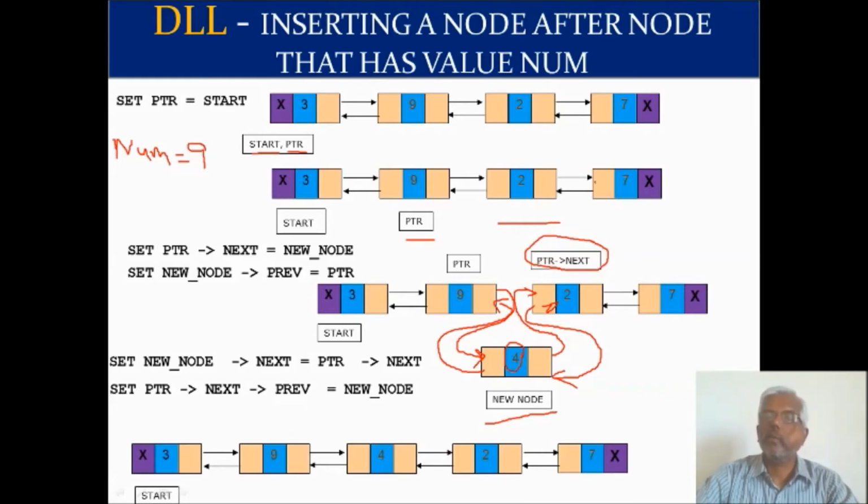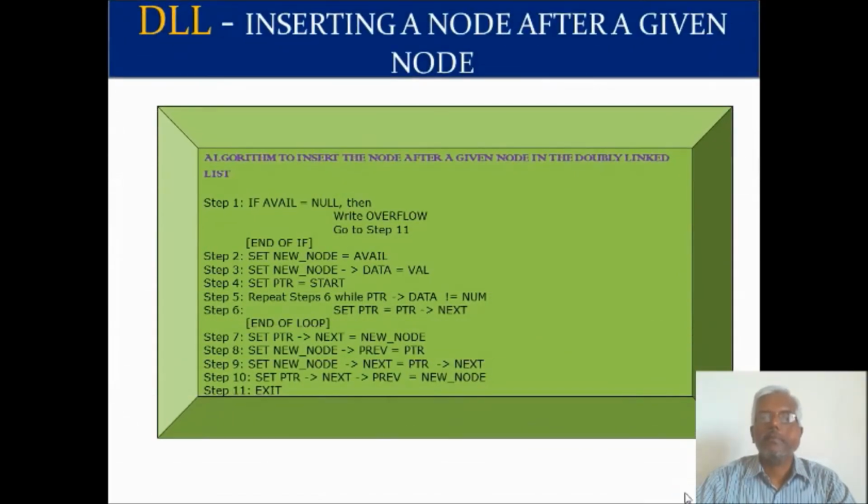Now these four connections, once these four connections are established, it means that the new node is inserted between 9 and 2. So our final doubly linked list is looking like this. The complete algorithm for inserting a node after a given node is given here.